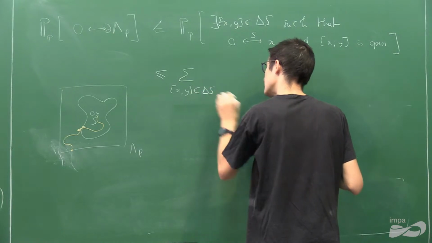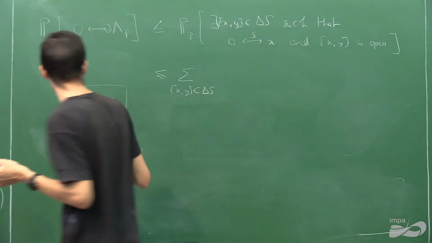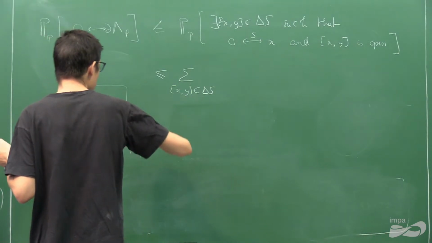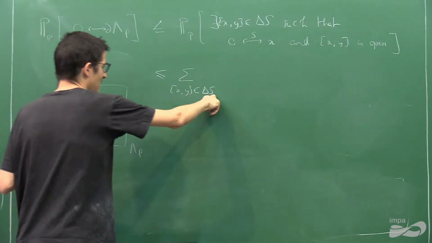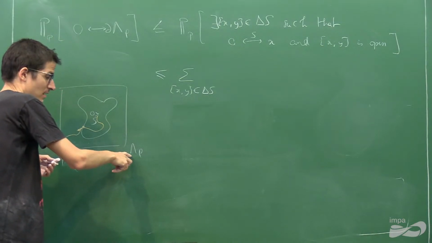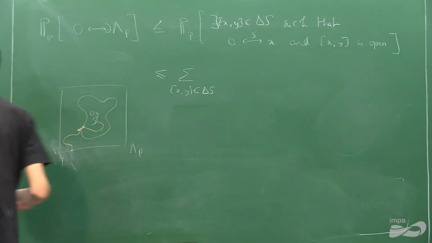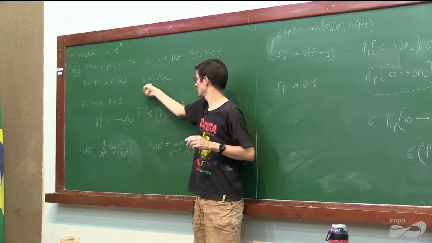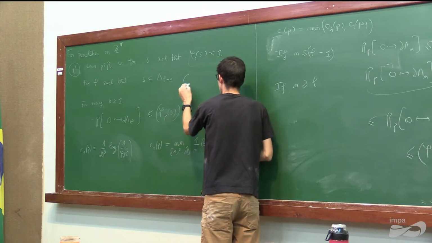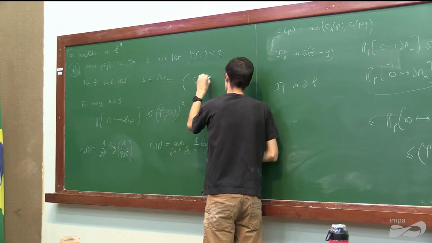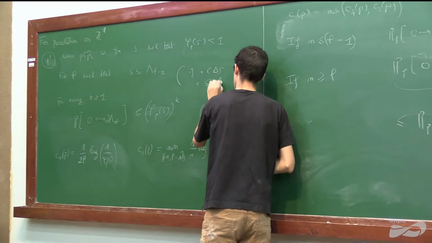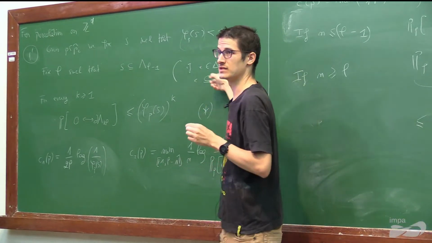in delta S. Here what's really important is that all the vertices that involve edges in delta S are in lambda L. So this is why it's important. This means that if e is in delta S, e is included in lambda L. This is what I'm using here.